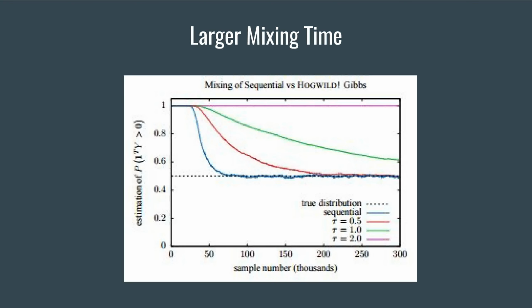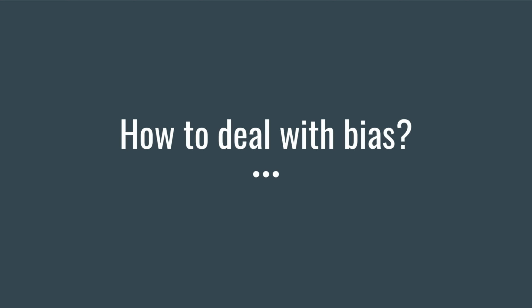The mixing time is the amount of time it takes for the sampler to produce samples independent of its initial conditions, and is used for measuring the efficiency of a Markov chain. Certain models run better and faster even in Hogwild Gibbs sampling. We deal with bias by finding the type of those models.